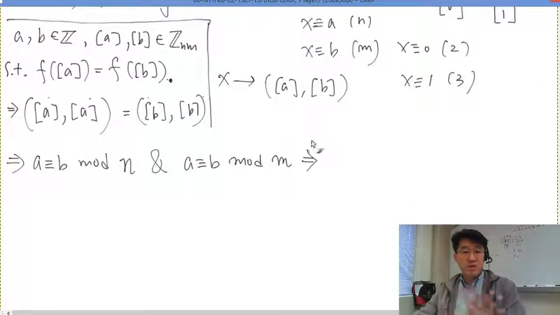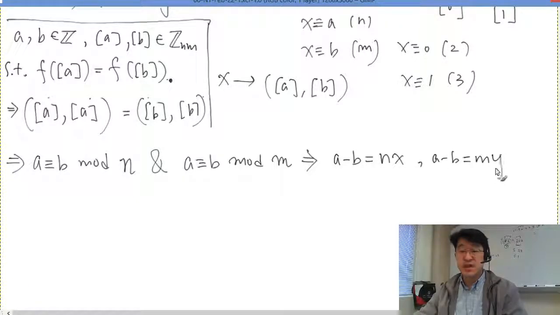Now, what does it say about A minus B? A minus B is divisible by N, right? So can I write N times X? How about the other one? A minus B is divisible by M, so it's M times Y, right? What is it we want out of that?